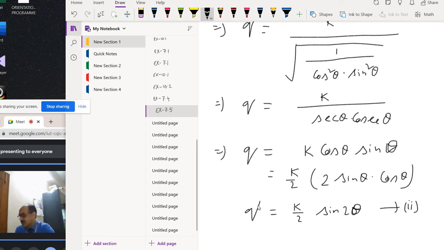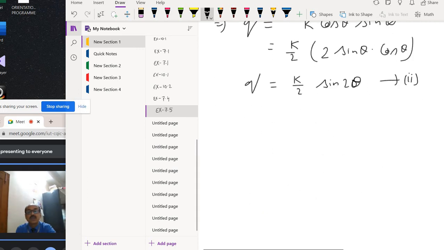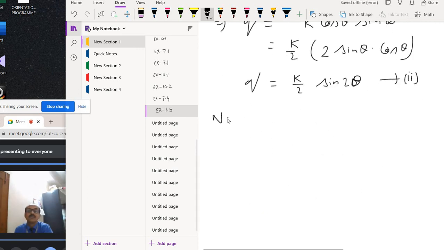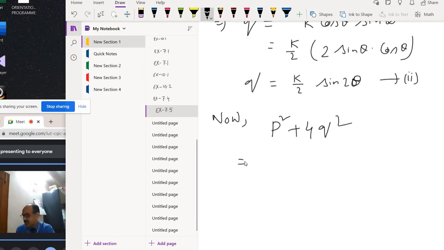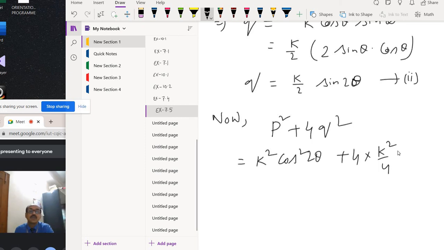Now the question is to prove that p square plus 4q square equal to k square. So write p square plus 4q square. We got p equal to k cos 2 theta, so p square is k square cos square 2 theta, plus 4 into q square, which is k square by 4 into sin square 2 theta.